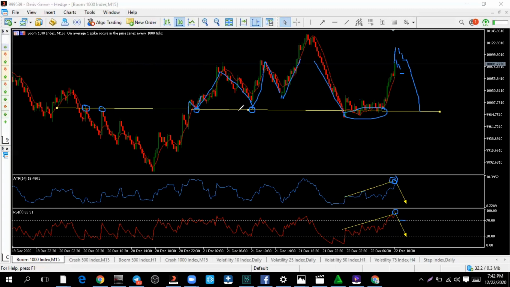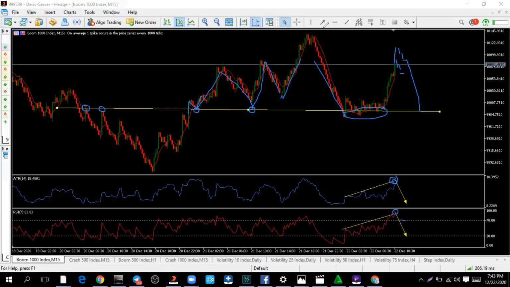So make sure first thing you do, you spot for key psychological levels, and also you look at the RSI and ATR, where it's pointing to, and then you now put your trend line to the upside and put your trend line again to the upside. Make sure these two correspond, which means that both of them must face up. It must face up for you to be able to get your entry.